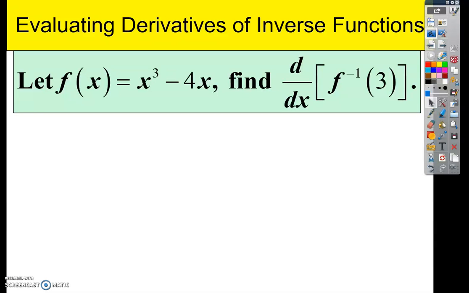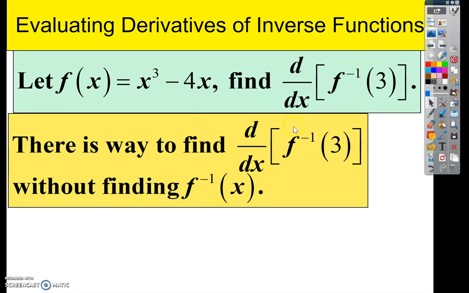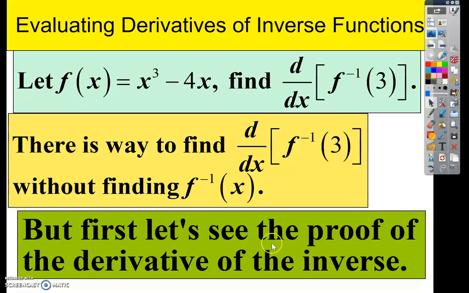And so we can actually take a cool shortcut. Since there's no way to find the derivative of the inverse at a specific number unless we can find the inverse function as far as we know right now. But let's try to figure out what's going on.